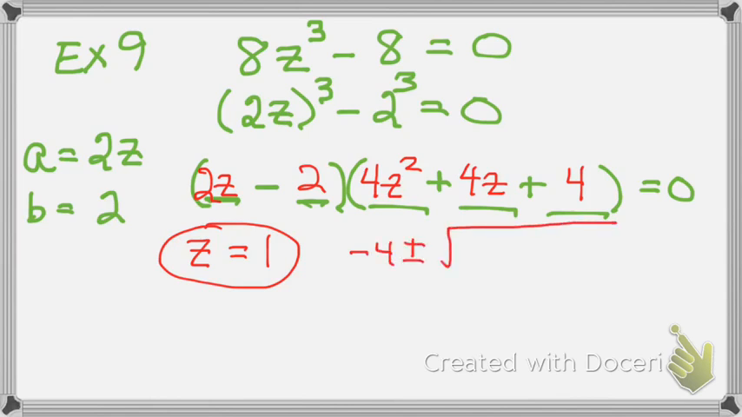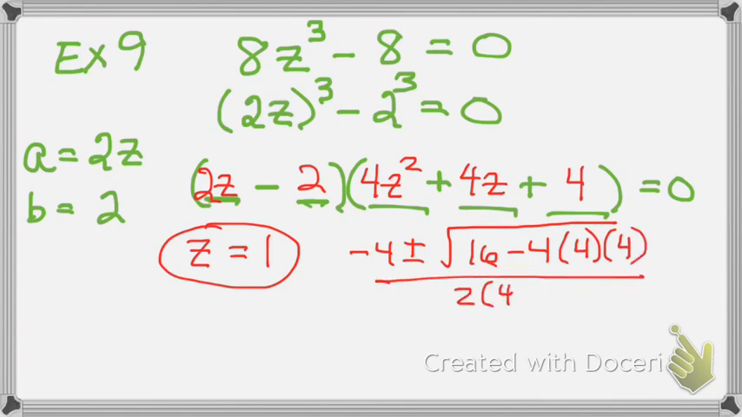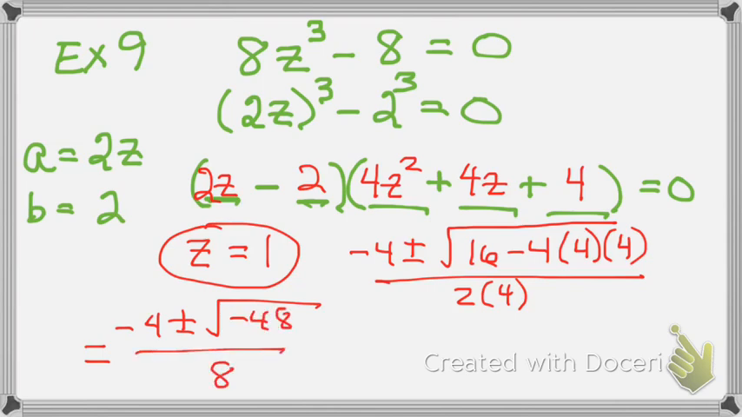So quadratic formula: opposite of b would be negative 4 plus or minus the square root of b squared, which would be 16, minus 4 times 4 times 4, all over 2 times 4. So I'm going to end up with negative 4 plus or minus what? 4 times 4 times 4 is 64. What's 16 minus 64? Negative 48. All over 8. And now I've got a breakdown of 48.